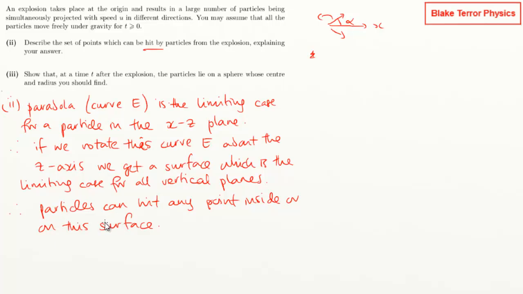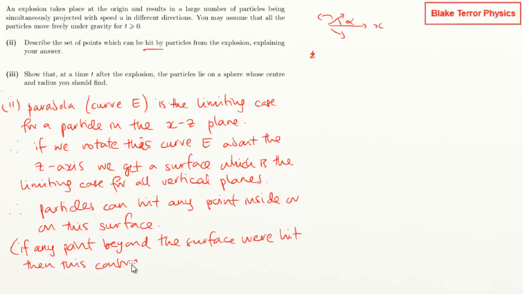Explain your answer. Maybe say, I'll put in brackets maybe, if any point beyond the surface were hit, I mean that contradicts what we've just done in the previous part of the question. If any point beyond the surface were hit, then this contradicts the finding of part 1. Okay, always difficult to stick these things into words, but I think that'll probably do.